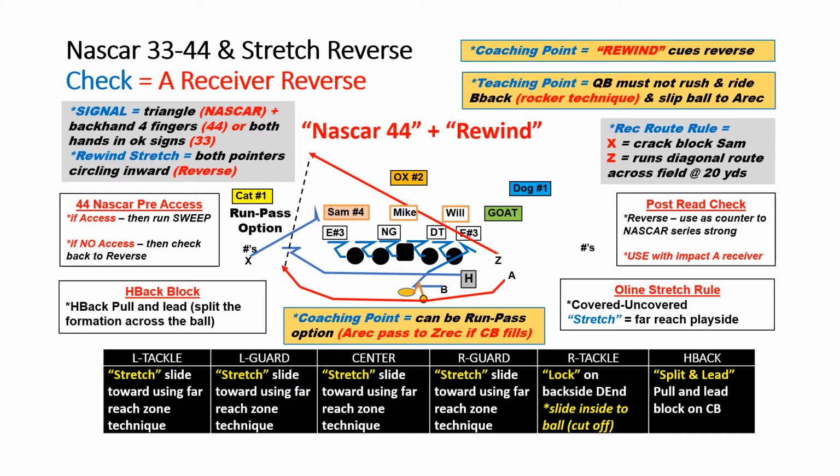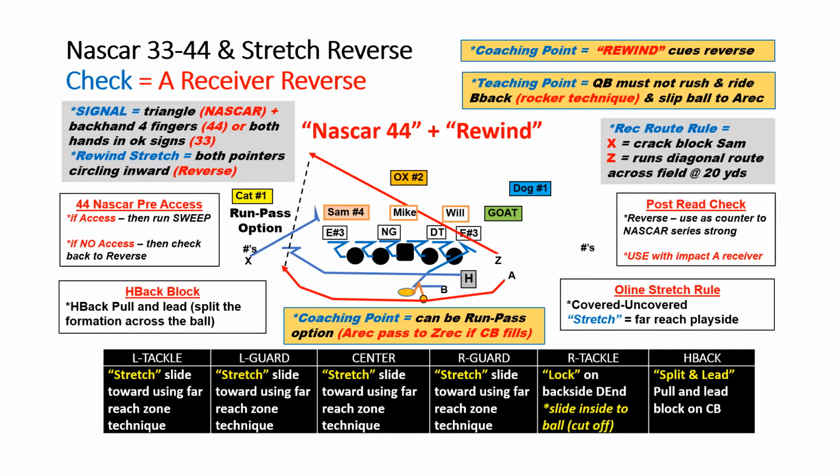Let's go through it then. What happens is the O-line, this is how we chunk everything together, will use their stretch blocking, in this case to the left now. Key point, the backside tackle, the right tackle, wants to use his lock technique on the defensive end after he slides play side. The H-back will use his backdoor pull technique, but instead of going to the Sam, we're going to go ahead and lead all the way out to the corner. The X receiver will go ahead and crack on the Sam backer in this situation.